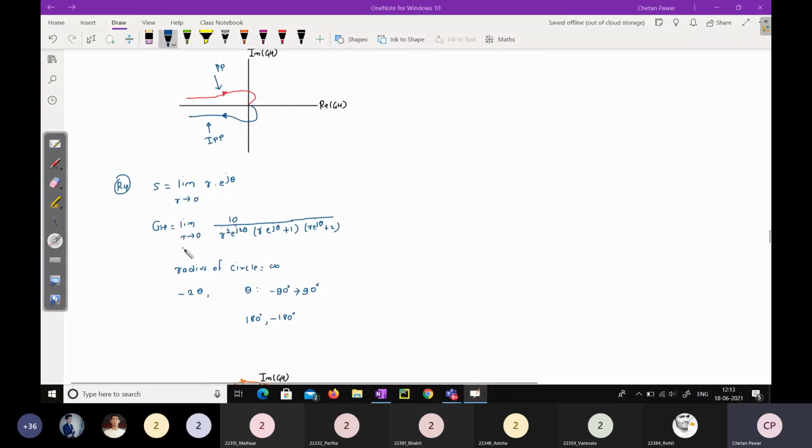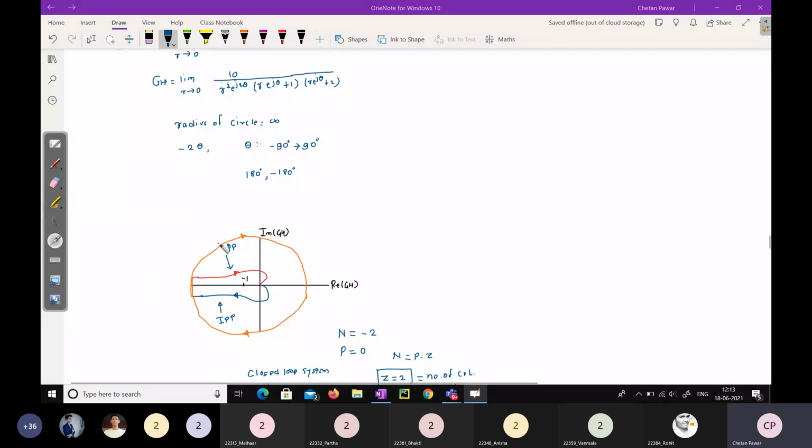When S is equal to limit r tends to 0, r into e raised to j theta, if you put this in the open loop transfer function, what will you get? You will get a circle of infinite radius, and you will get angle minus 2 theta. The e raised to j 2 theta term goes to the upper side, so the angle will be minus 2 theta. But theta is varying from minus 90 to plus 90, so the total angle for this mapping will vary from plus 180 to minus 180 degrees. As we know, this will be the infinite radius circle, which will start from 180 and end at minus 180.